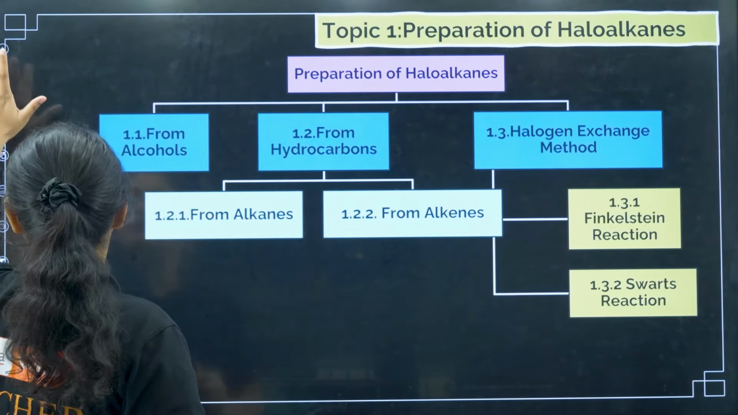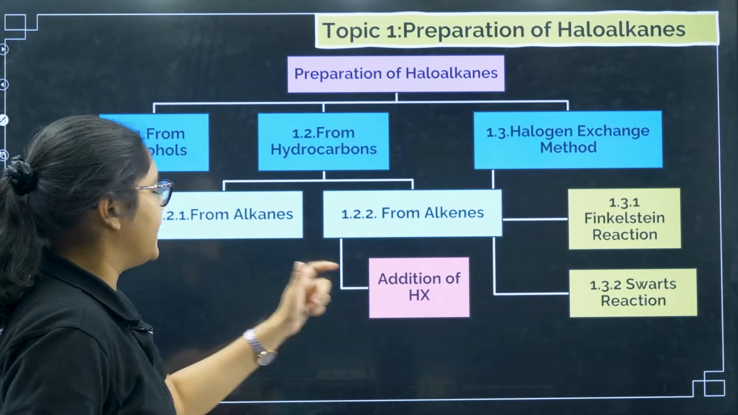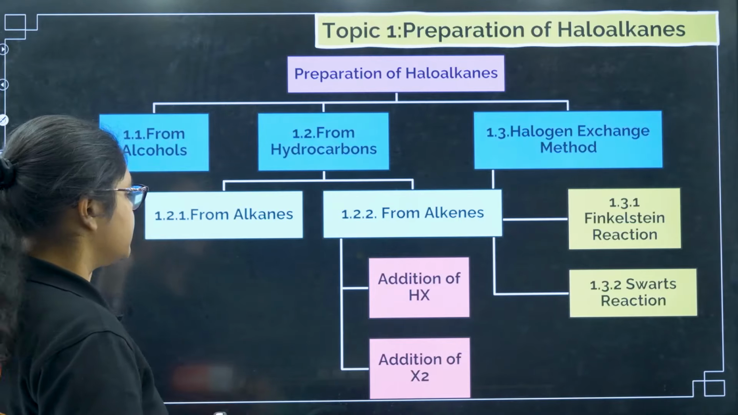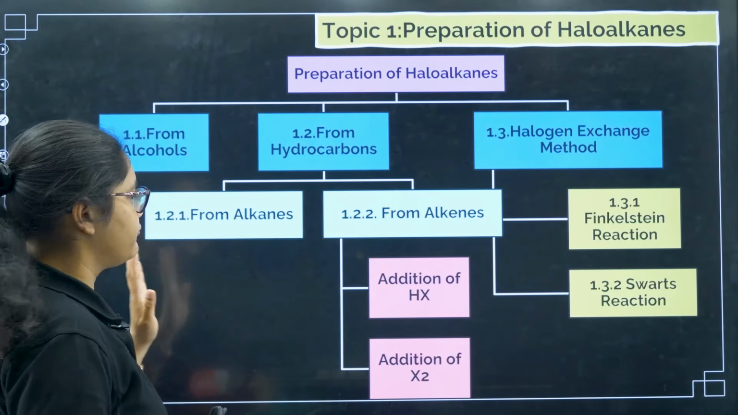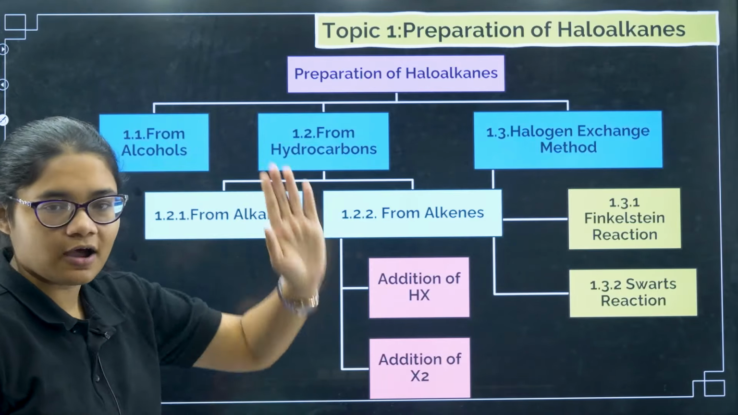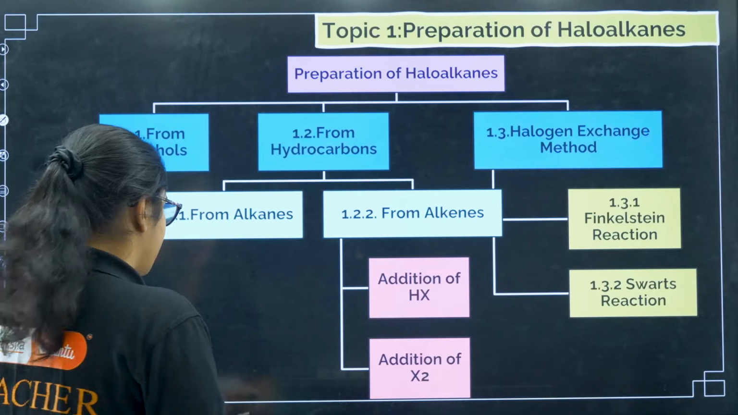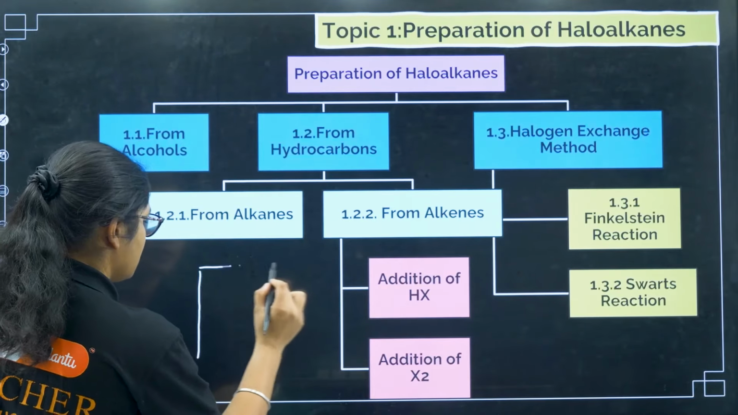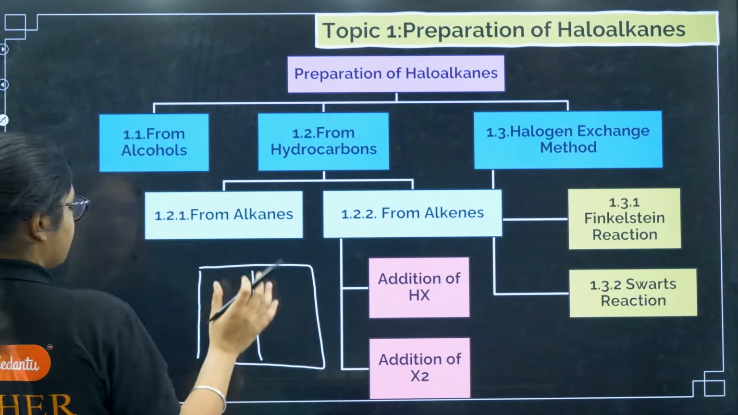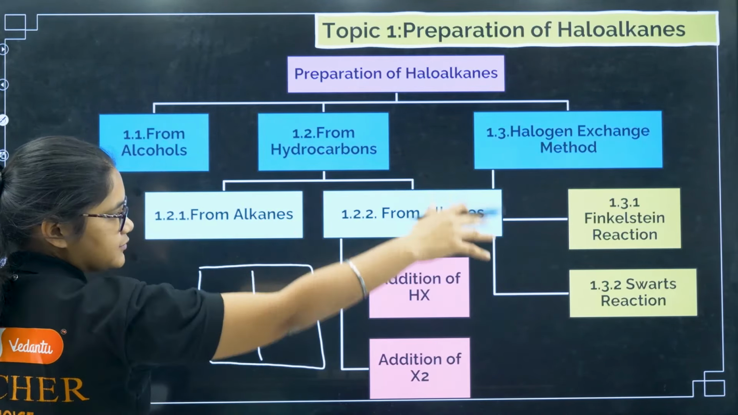Now under alkenes, we have again 2 things: addition of HX and addition of X2. I will discuss all these things, but I want all of you to draw this. Take one A4 size paper. On the first half of the A4 size paper, please draw this one. You have to divide your A4 size paper like this, and make this scheme here.